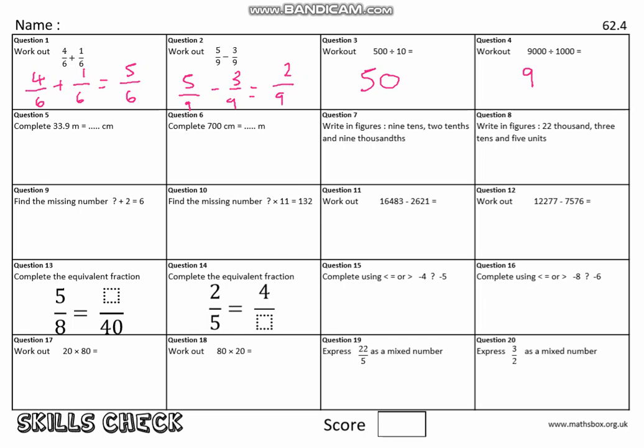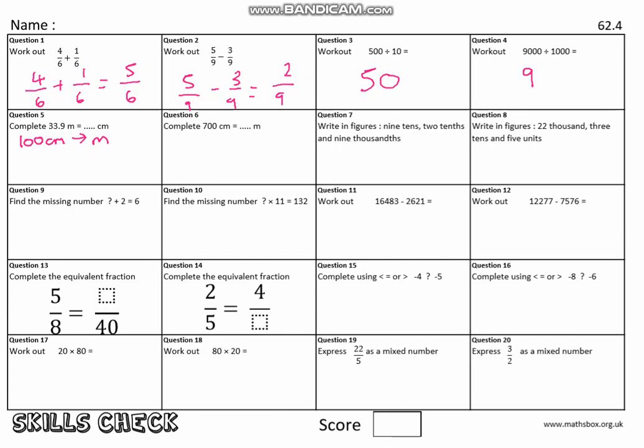Next one then, so it says 33.9 meters as centimeters, okay? So now I've told you this, how many centimeters are there in a meter? So there are 100 centimeters in a meter. So if you know that now, then you can work out how many centimeters there are in 33.9 meters. Because if I know that there are 100 centimeters in a meter and I'm currently in meters, all I need to do is times it by 100.